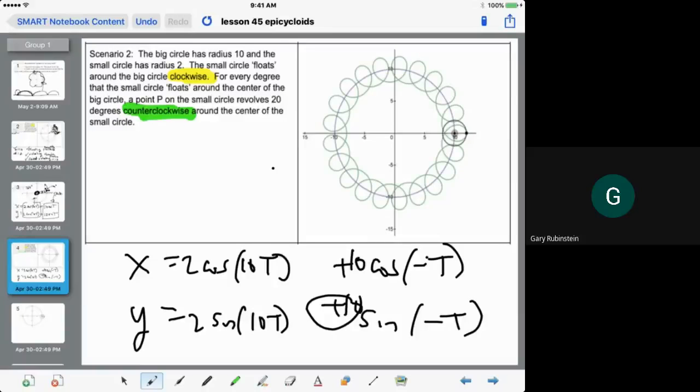Now, if it's floating clockwise, and also the point on it is rotating clockwise, if both of those are happening, well, then you'd have to put a minus there also.